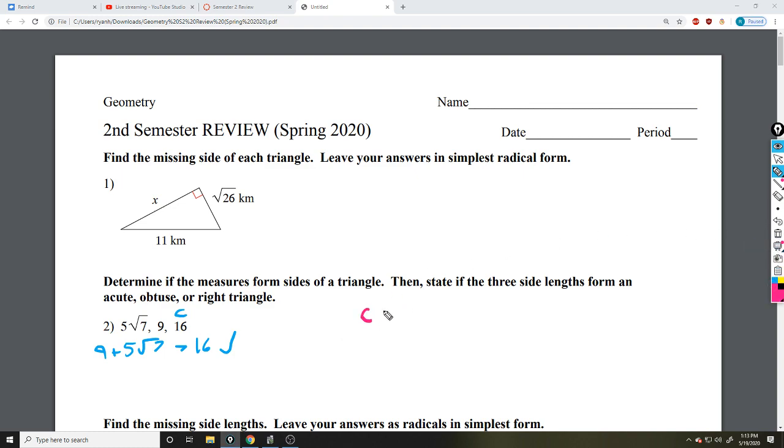What we're going to do is we're going to check c squared on one side, and we're going to check a squared plus b squared on the other side. And we're going to see which one's bigger. That's our process on this one. C squared, we have 16 squared equals, or not equals. We're trying to see if it equals.